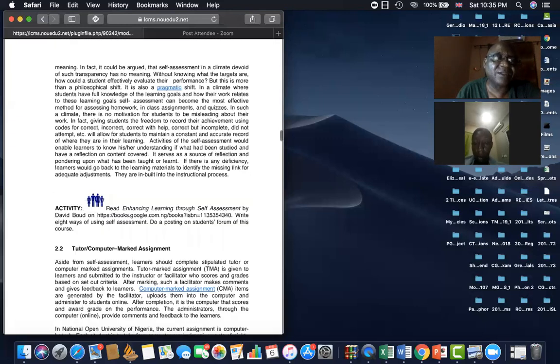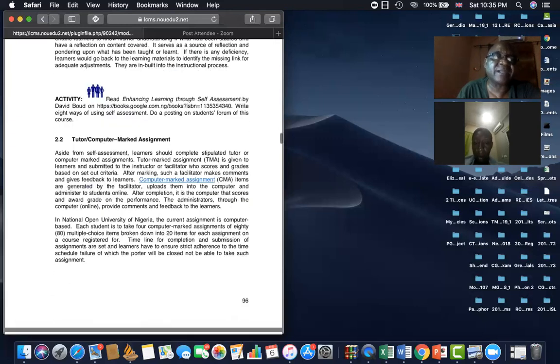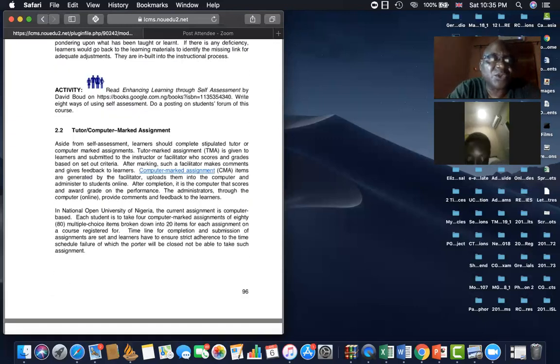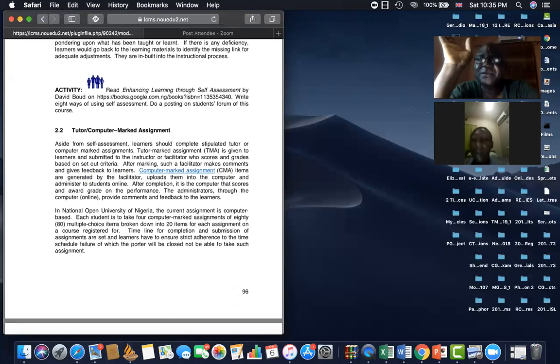And then the second type is what we call the computer marked assessment or the tutor marked assessment. If you look into your course material, you will see a lot of self-assessment activities. That's what they're expected to do. Now, apart from the self-assessment, learners should complete stipulated tutor or computer marked assessment.